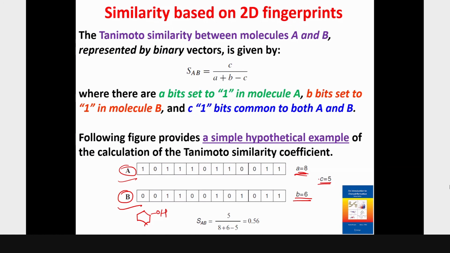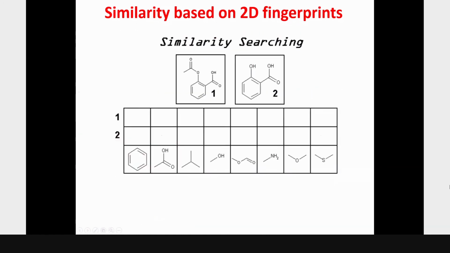Okay. So based on this, you could calculate SAB: 5 divided by 8 plus 6 minus 5, and I am getting the Tanimoto coefficient value of 0.56. So based on this, you can say the compound number A is matching with compound number B to a level of 56%.